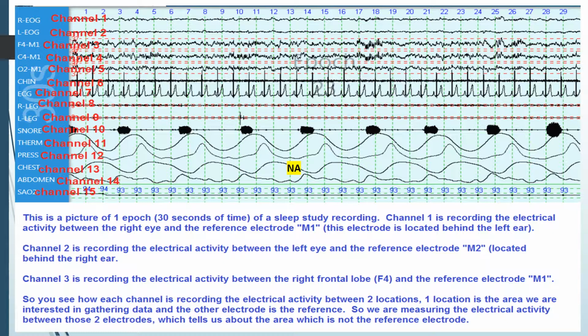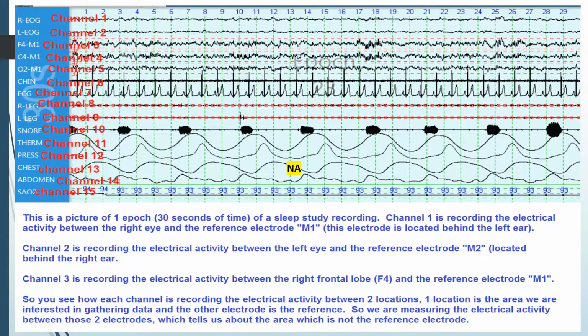And I know that because those are the reference electrodes used on my F4 channel, channel 3, channel 4, and channel 5. So on channel 3, we're taking the right frontal lobe and it's being referenced to the mastoid 1, behind the left ear. On channel 4, we're taking the right central lobe electrode and referencing it again to the mastoid 1, behind the left ear.